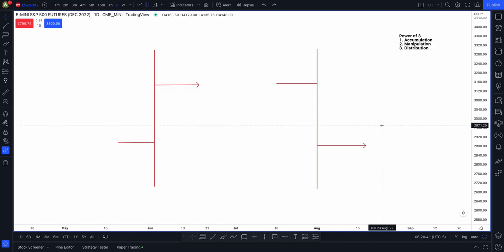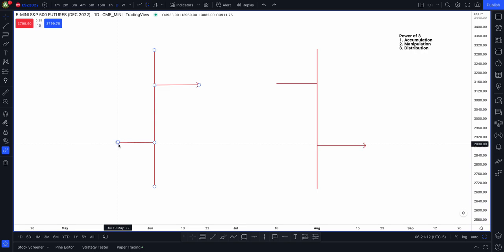Now, when it comes to this concept in particular, ICT is referencing it relative to midnight New York opening price till the next midnight New York opening price, okay? So he's referencing it across the whole day. And essentially the power of three begins at phase number one, accumulation, from New York midnight open. So say for example, I've got a couple of arrows here just to show you a different version of a candle. So say for example, we begin New York midnight opening price over here at this level here, okay?